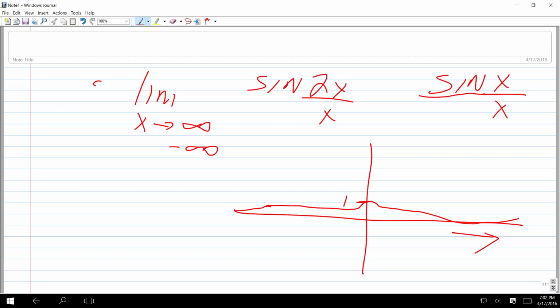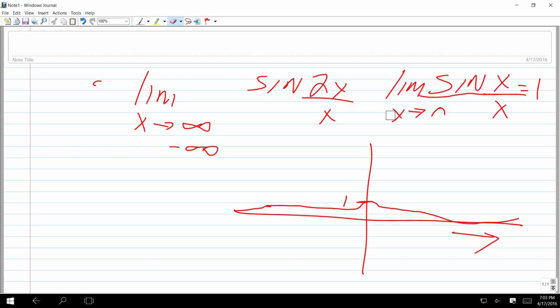Now, the question is, would sine of 2x over x be any different? They teach you in limits that the limit of sine x over x as x goes to 0 is 1. Well, this is a little different because x is going to infinity. So clearly sine x over x as x goes to infinity would be 0. Now the question is, what does sine of 2x over x do?